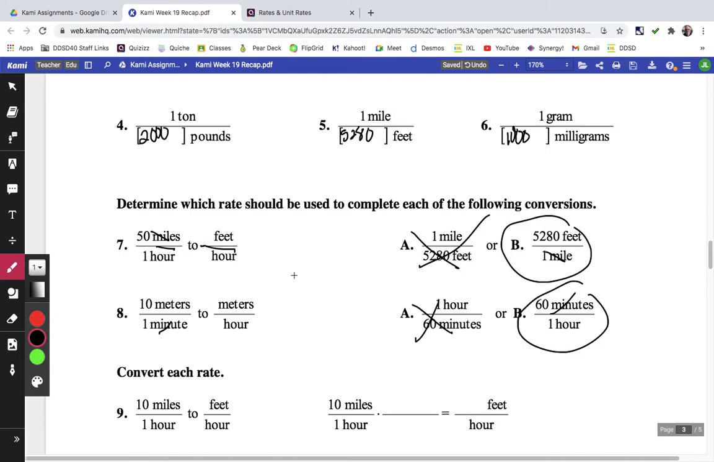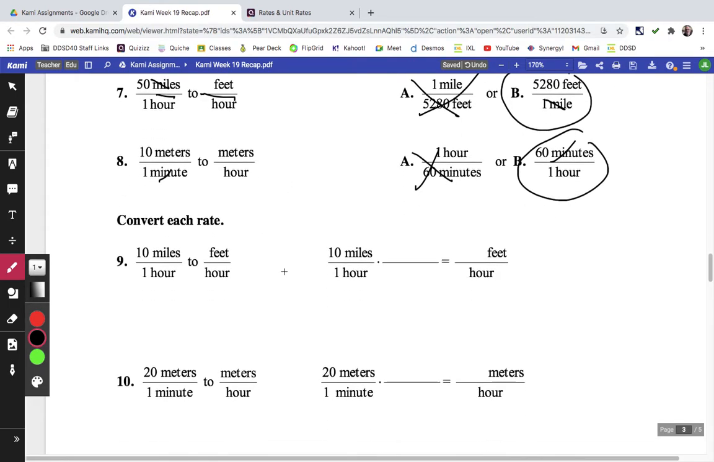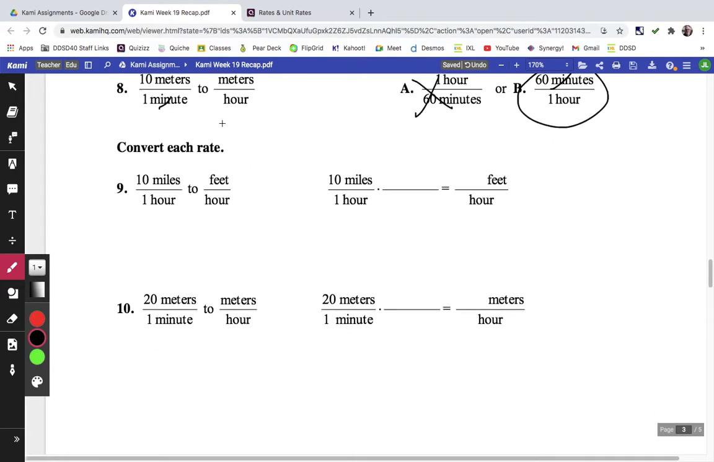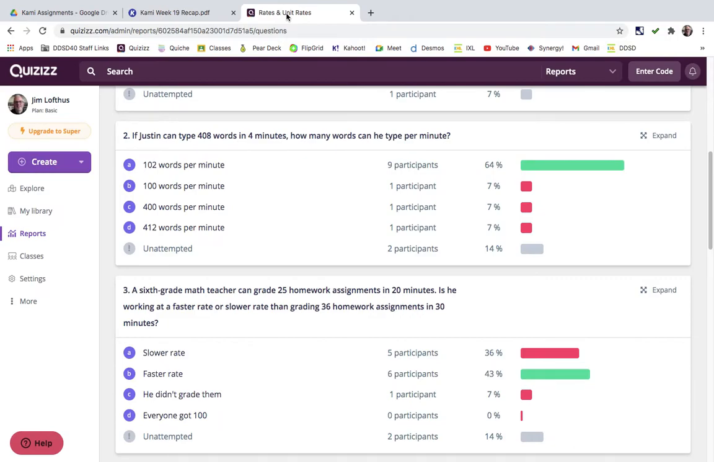And that's as far as we went in class. You can continue to work. We're going to continue to work on this next week. And then the other thing that we did was we took this quiz.